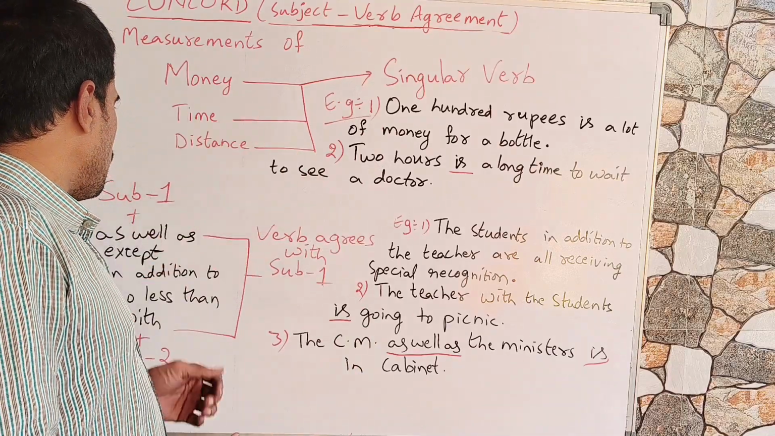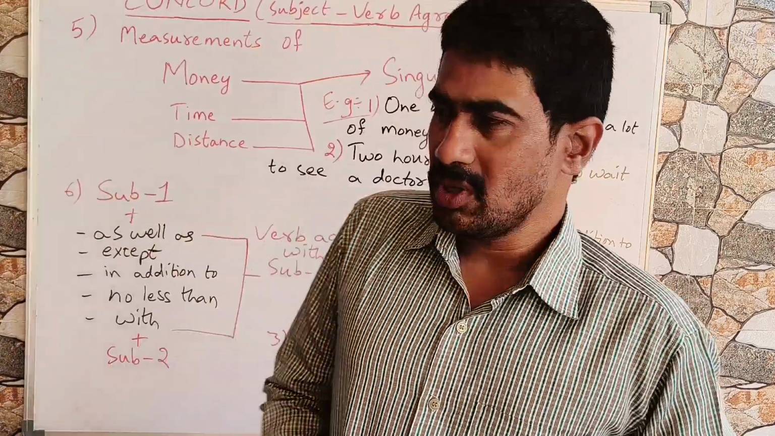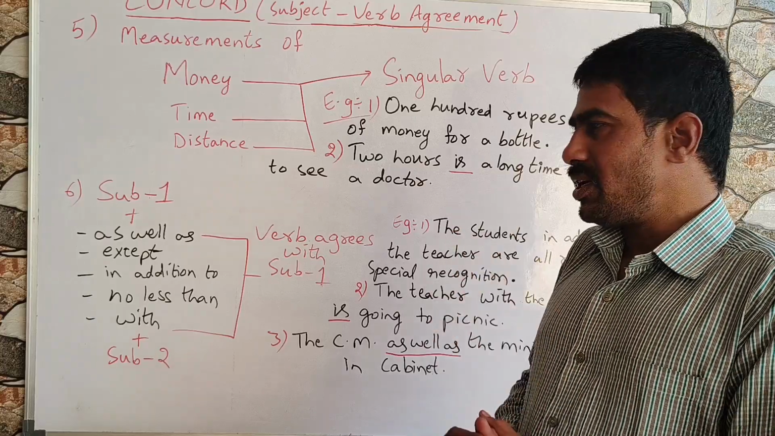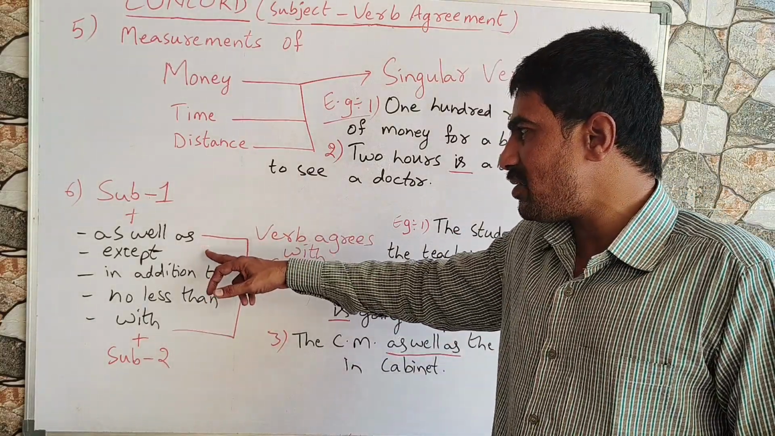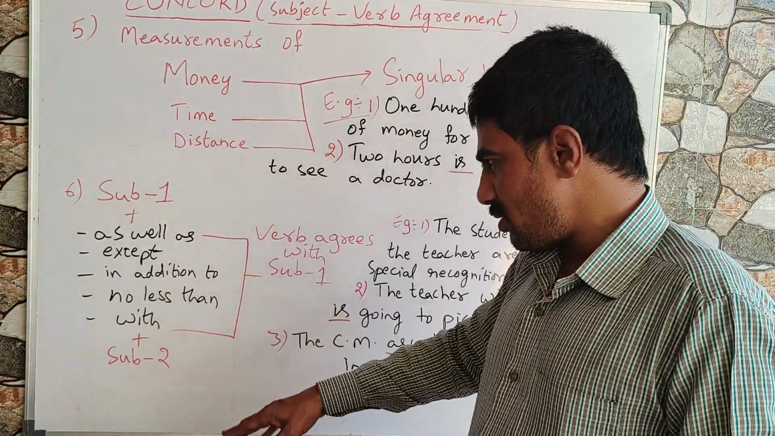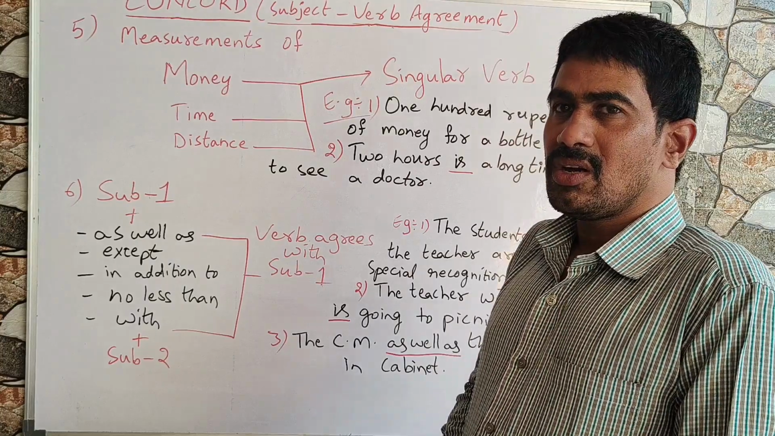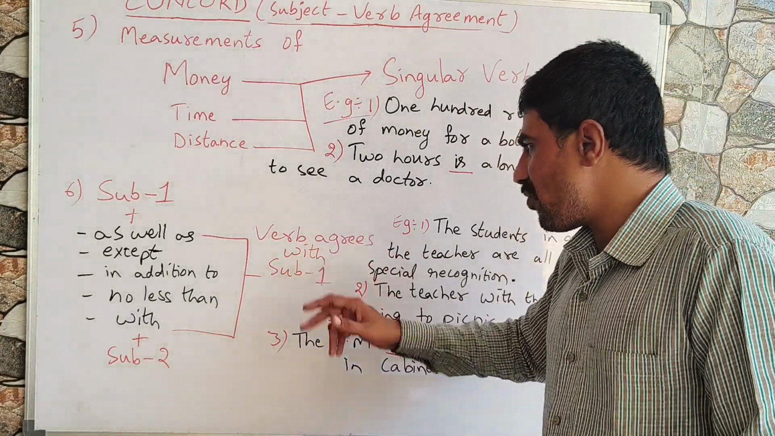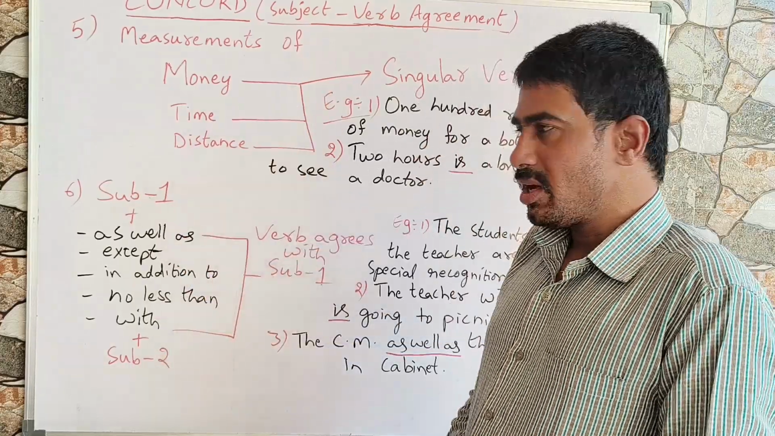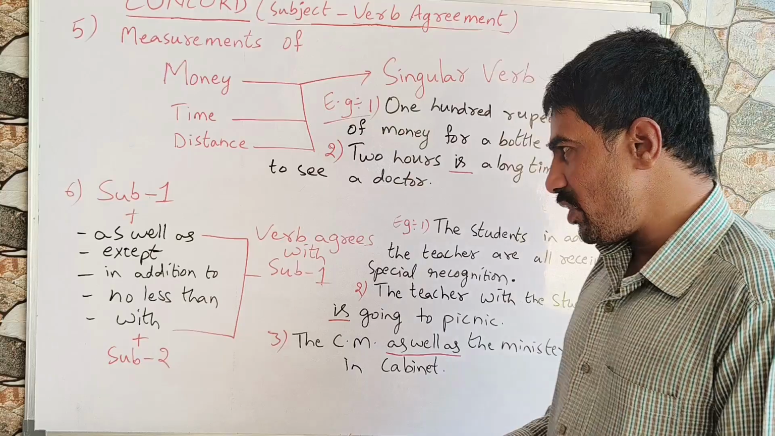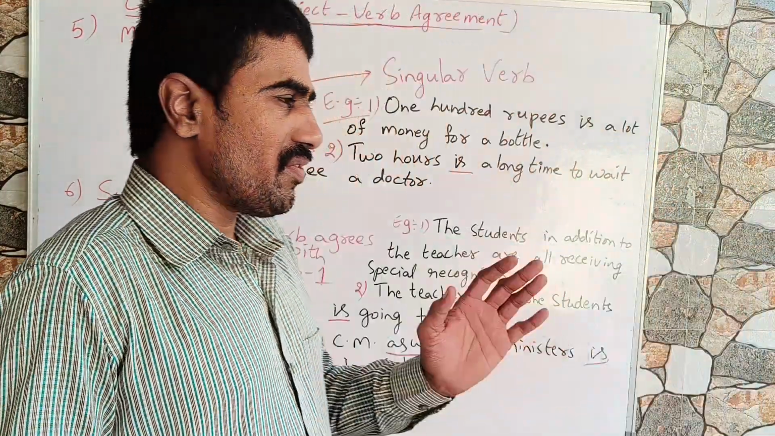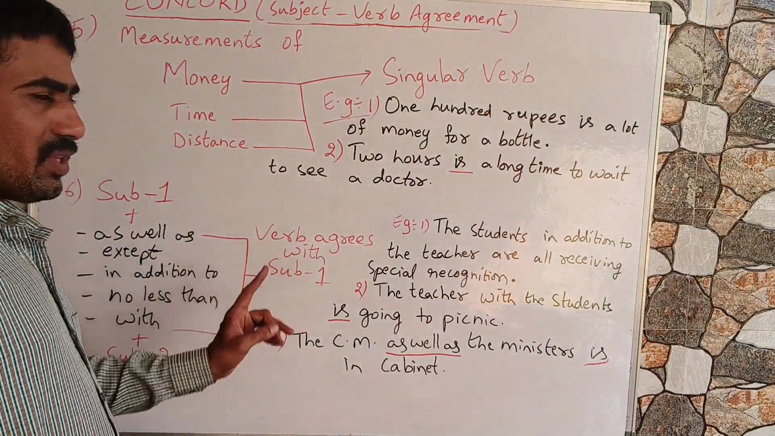Coming to the next one, friends, the sixth rule. If you have two subjects in the sentence, especially with words like as well as, except, in addition to, no less than, we have the verb agreeing with subject one. If you have a first subject and a second subject joined by these words, we go along with the verb agreeing with subject one. So whenever we go with this, the verb agrees with subject one.